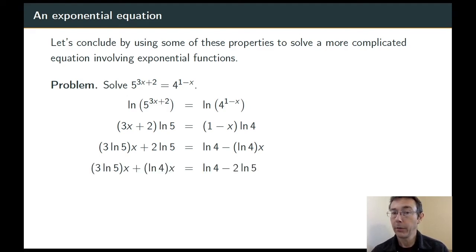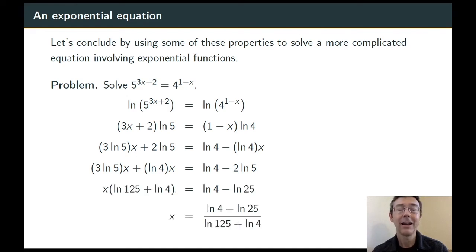Next, I move everything with an x to one side, everything without an x to the other. Factor out that x, and divide to get x all on its own. Technically, we've solved the problem. We have x equals something. Here, we can simplify a little bit using more natural logarithm properties. On the top, I have a difference of logs. That's a log of a quotient. And on the bottom, it's a sum of logs. That'll be a log of a product. If I actually put those numbers into my calculator, I get about negative 0.295.